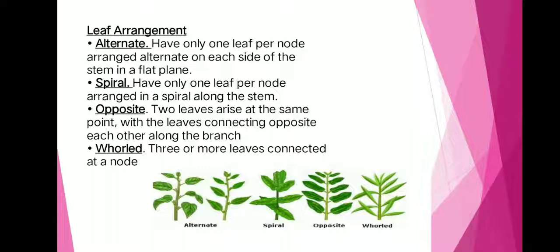So first is the leaf arrangement. The first two are alternate, next is spiral, then opposite, then whorled.